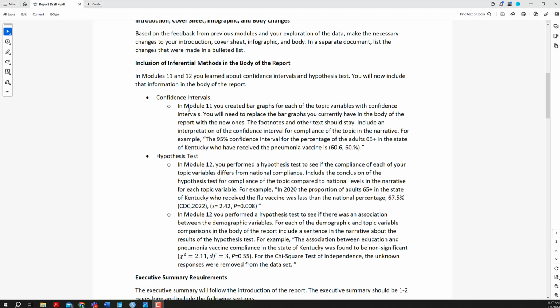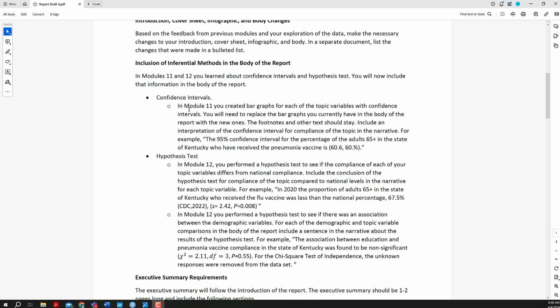So to start out with, you're going to add in 2 confidence intervals. In the body of the report, you looked at each of the topic variables by themselves. And so on each of those pages in the body of the report, you're going to want to include some information about the confidence intervals for compliance of the topic variable. This work would have already been done in previous worksheets, and so now your group is just going to be incorporating that work into the body of the report.